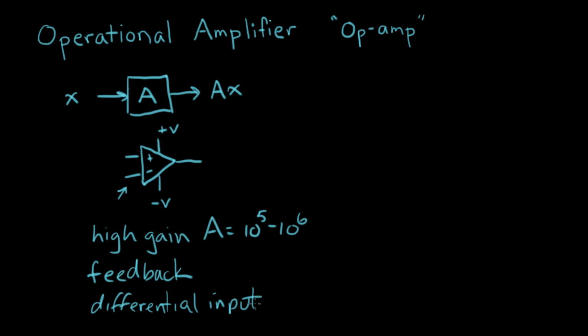And what a differential input means, we can label the voltages here. We'll call this V out, we'll call this V plus, and we'll call this input V minus. And differential input means that V out equals the gain times (V plus minus V minus). So the output signal here is proportional to the difference in the voltage between these two signals here.